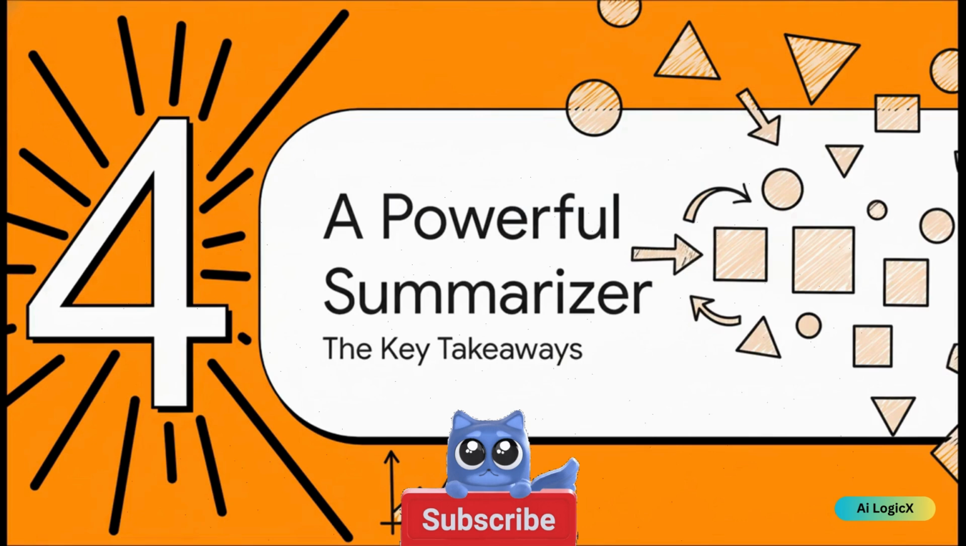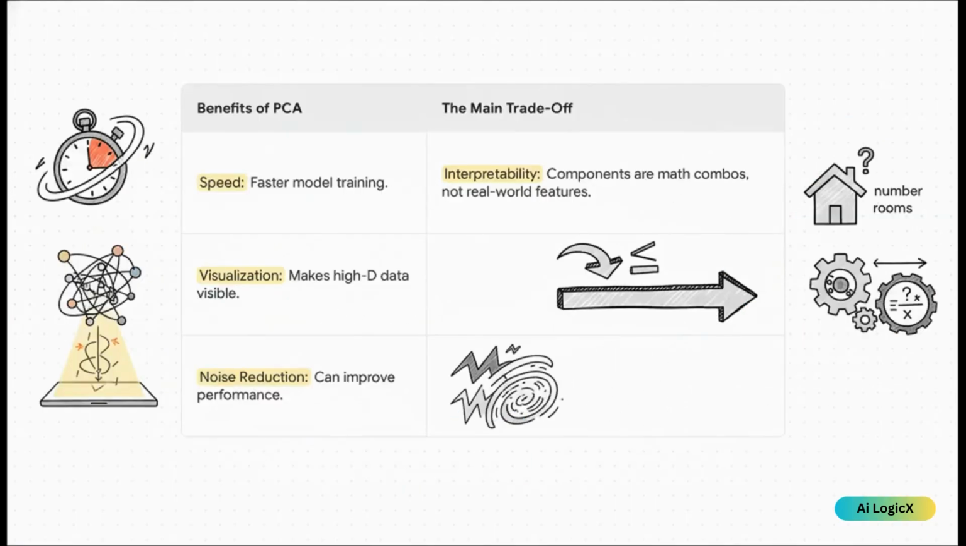So let's pull this all together. What are the big things you really need to remember about this incredible technique? So the benefits are obvious, right? We get faster model training. We get this incredible ability to visualize ridiculously complex data. It can even help reduce noise. But there is one crucial trade-off. That new flat size feature we talked about, or PC1, it's a mathematical cocktail. It's no longer a simple real-world thing like number of rooms. So we gain a ton of performance, but we do lose a little bit of that direct, easy-to-explain interpretability.